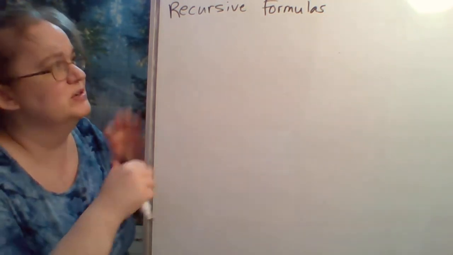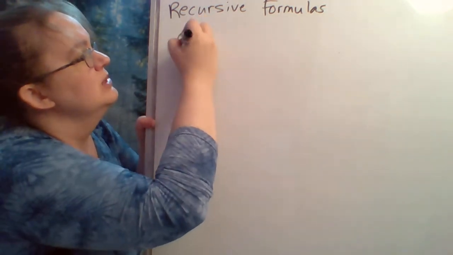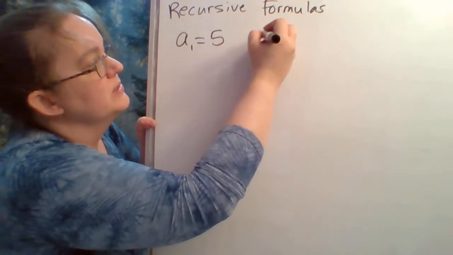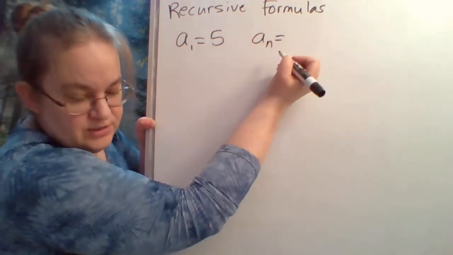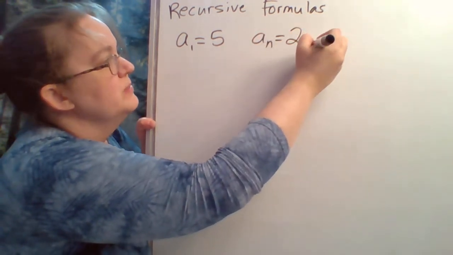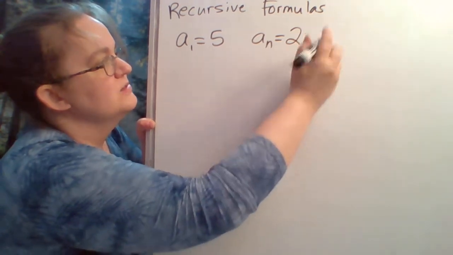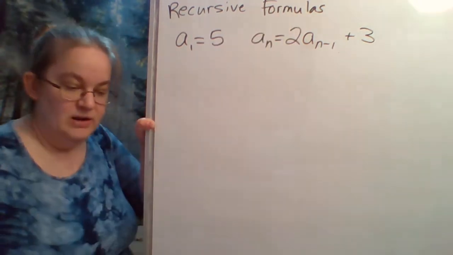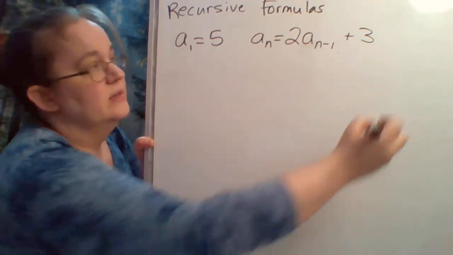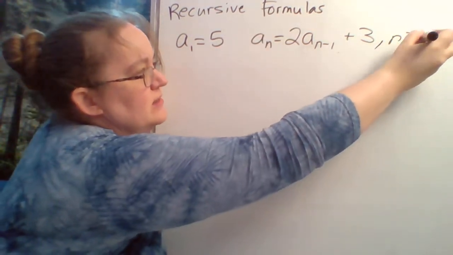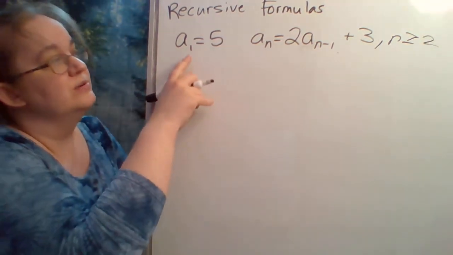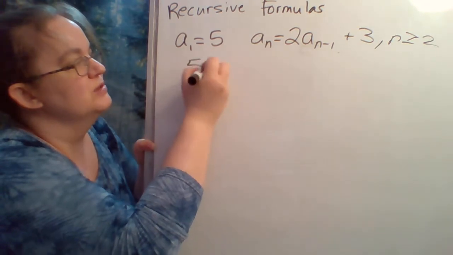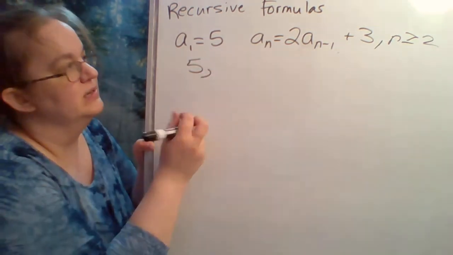Let's say I give you a recursive formula and you're trying to find the first 5 terms of the sequence. Let's say I give you this formula. I don't know why I made that so small. This is my formula, and I tell you that the domain is greater than 2. So I have my first term, which is good because then I can use that. I know the first term is 5, so I'm going to list it out here.